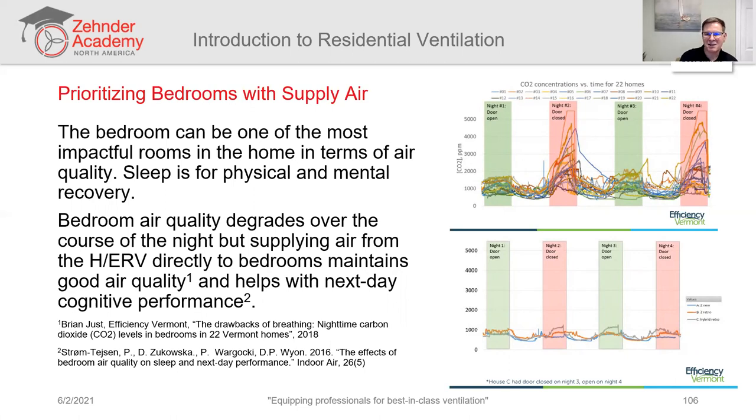Most homes were in excess of the 1,000 ppm CO2 level that is recommended by ASHRAE. In some cases with the bedroom doors closed, frighteningly high levels of CO2. And the bottom graph isolates three of the houses that had a balanced mechanical ventilation system that targeted bedrooms, including the master bedroom, with supply air. And you can see that those very successfully kept the master bedroom at or below the 1,000 ppm suggested limit for CO2. So targeting our supply air specifically to the bedrooms pays big dividends in places where people are spending extended hours.